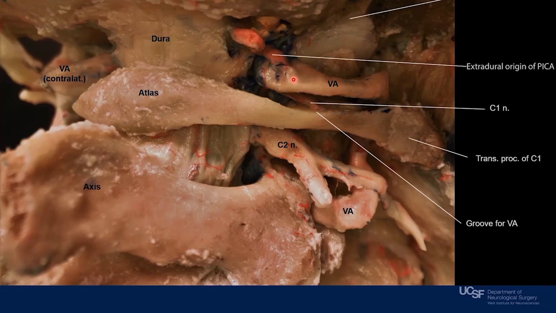Something interesting about this specimen is an extradural origin of the posterior inferior cerebellar artery, which is something that could be a variation that needs to be taken into account while doing any craniocervical approach, since this is a very important blood supply for the structures in the posterior fossa.